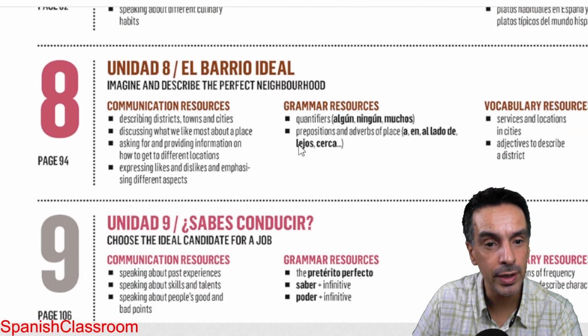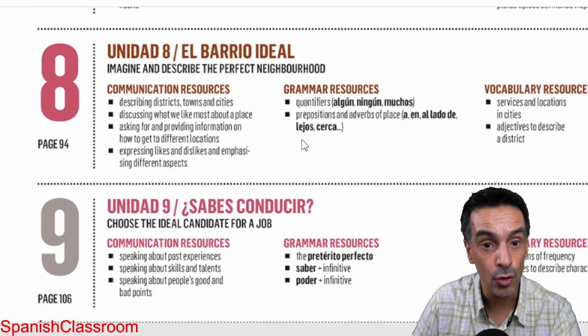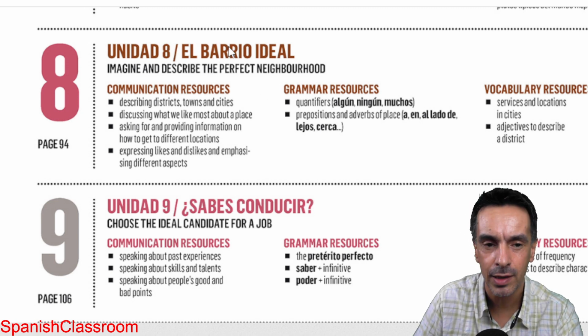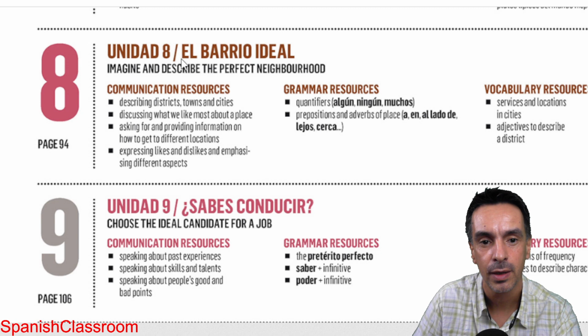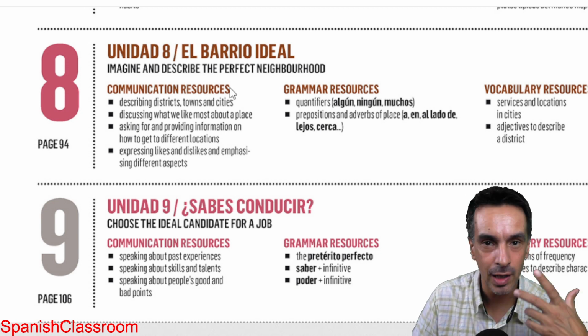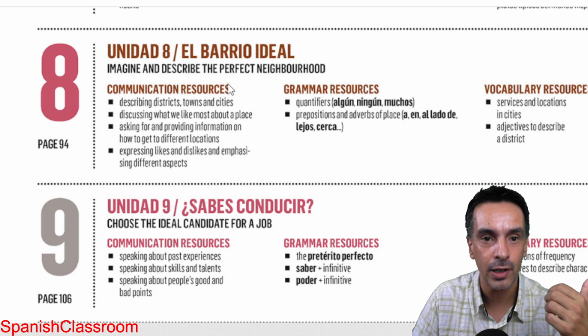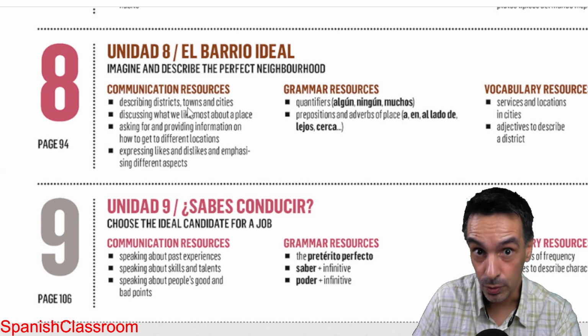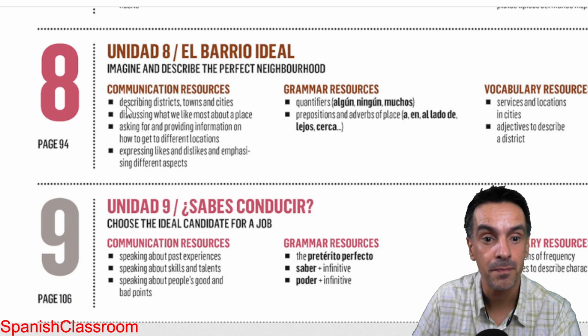And then in unit number 8, unidad 8, el barrio ideal, neighborhood, your ideal neighborhood, you will be able to talk about it. Imagine and describe your neighborhood area. You can tell people where you live, or people can tell you where they are, and you will be able to understand what they're saying.